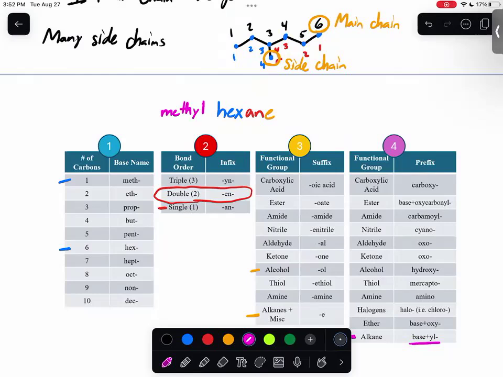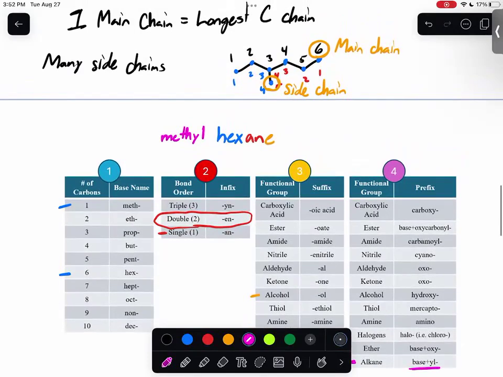But that being said, it's not just methylhexane, right? Again, these nomenclature rules stack. We now have to give it a locant, so we have to give it that number. And once again, we're looking for the lowest possible number we can give it. So let me just redraw this structure since we have a bunch of numbers on it. Remember, we can number it from left to right here, or from right to left.